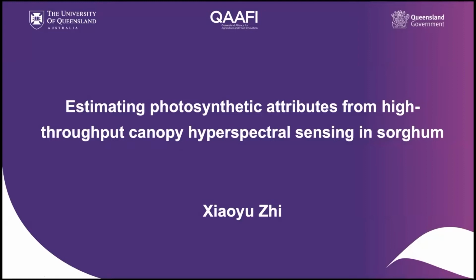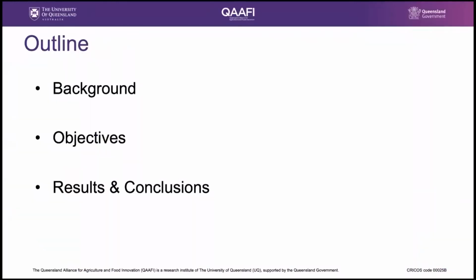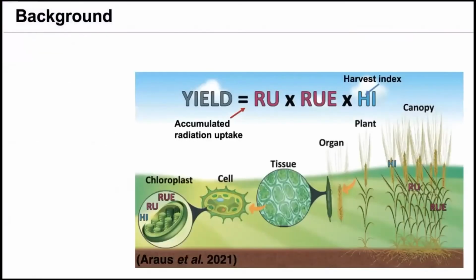I just graduated from the University of Queensland in Australia last month, and today I'm going to talk about one of the chapters in my PhD thesis, estimating photosynthetic attributes from a high-throughput canopy hyperspectral sensing in sorghum. There are 3 sections in my presentation. And the first one, I'm going to introduce a little bit of the background for this piece of work.